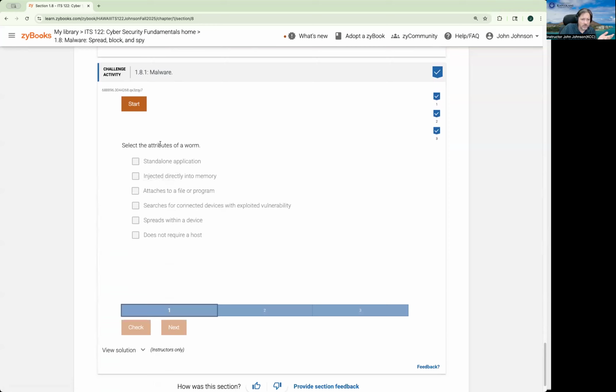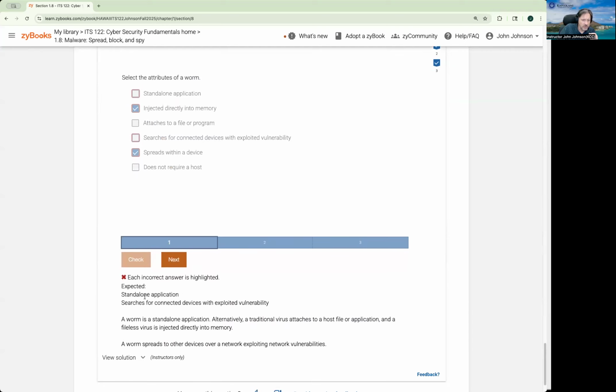And now we've got our challenge activity here. We're going to hit start, select the attributes of a worm. So that one is going to be standalone application. You check off the ones that you want here. I'll let you do this on your own actually, but what you're going to do is come in here and select all the ones that pertain to this. So if you miss some, let's say we just pick one, two of these here, you click check. It's going to tell you which ones are right and which ones it expected.